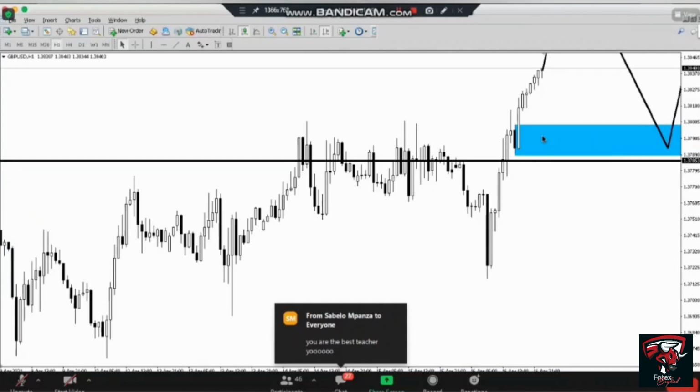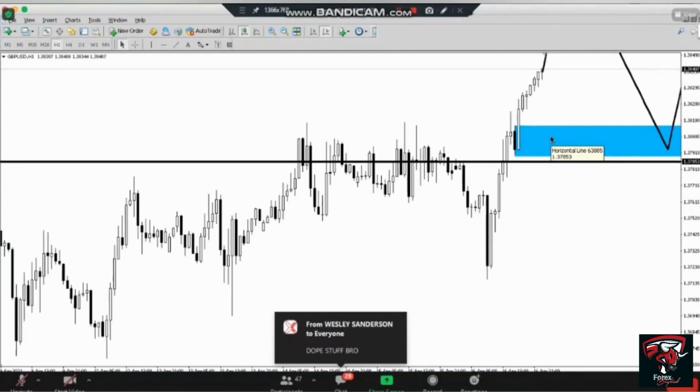Okay. So in order block, you must always look for fresh order blocks to minimize losses. Because once you see that this order block has been used, if you use it again, you might hit stop loss. There's high chances that you might hit stop loss.